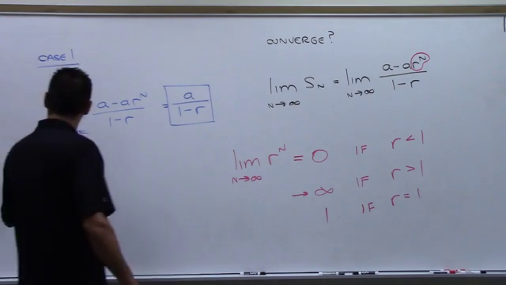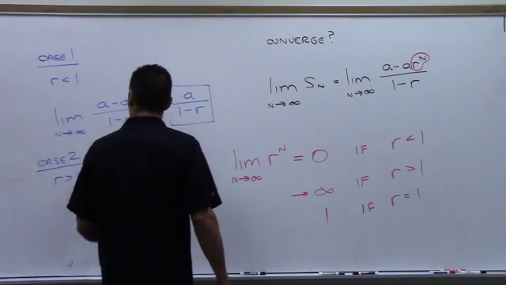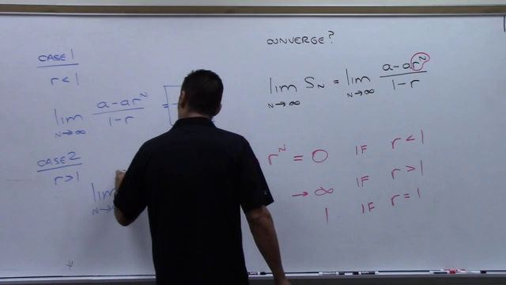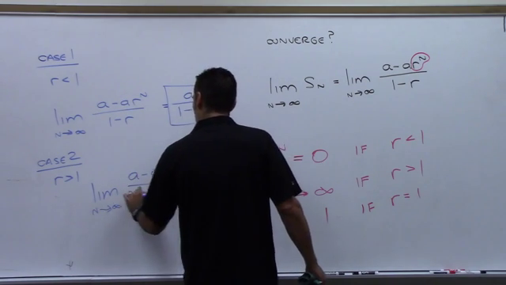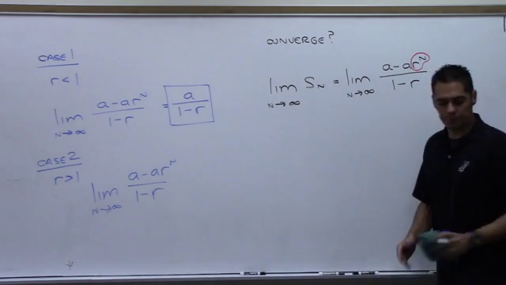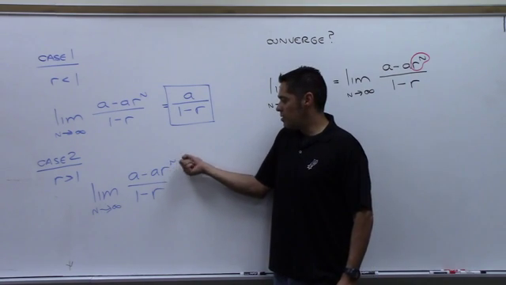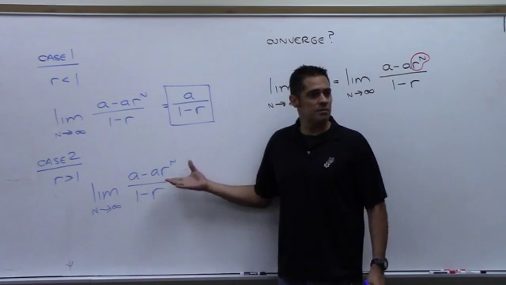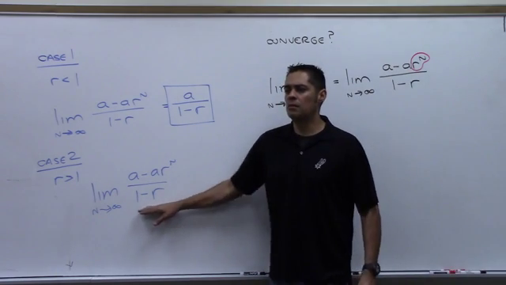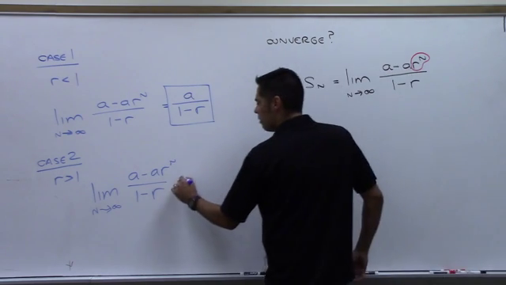Case 2. R is bigger than 1. What would the limit as n goes to infinity of (a minus a r to the n) over (1 minus r) go to? This would be r to the n is becoming infinite, right? And so this thing diverges. You have infinity on top. The bottom is just going to be a number. So the top grows without bound, the bottom doesn't grow. And so this is going to diverge.